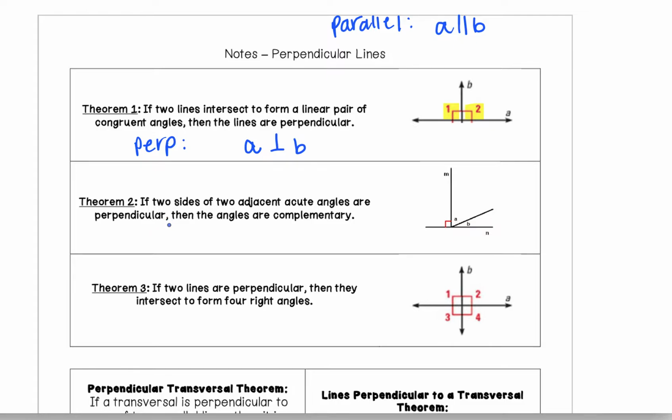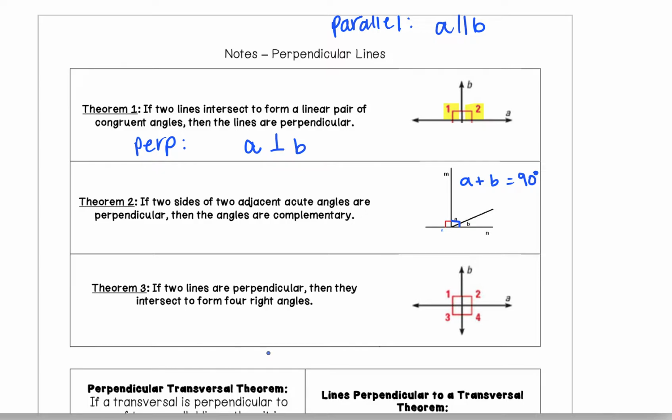In Theorem 2, it says if two sides of two adjacent acute angles are perpendicular, then the angles are complementary. So, for example, because this is line M intersecting with line N, and this was made a 90-degree angle, that means that this would also have to be a 90-degree angle, so angle A plus angle B would equal 90. They would be complementary to each other.